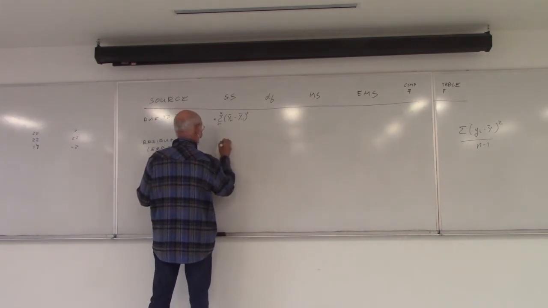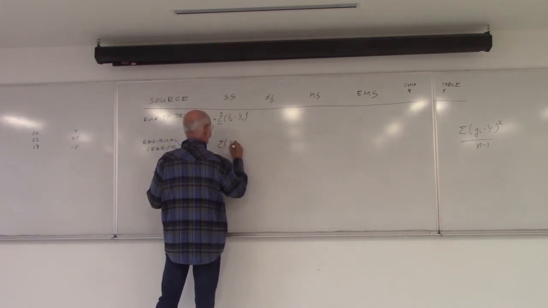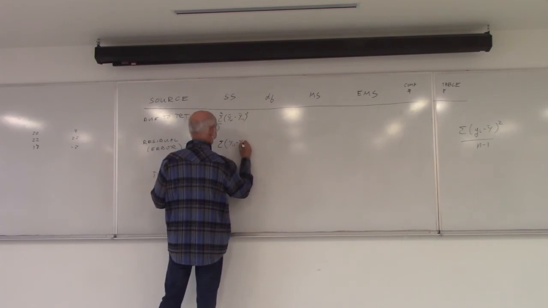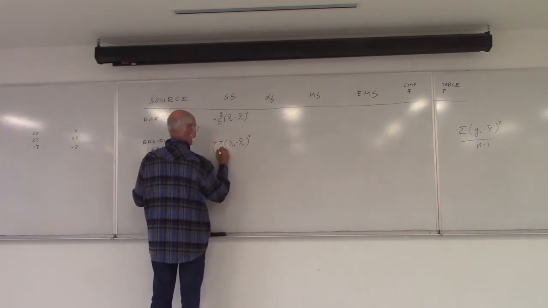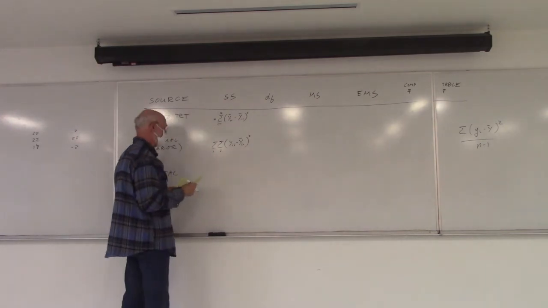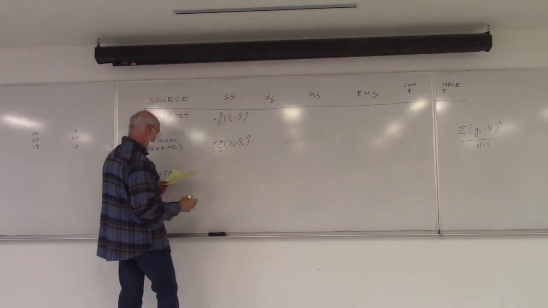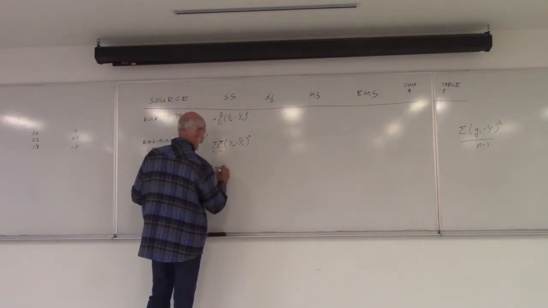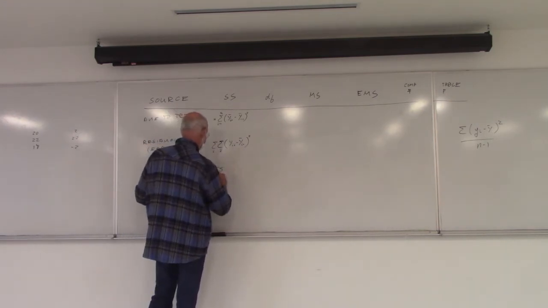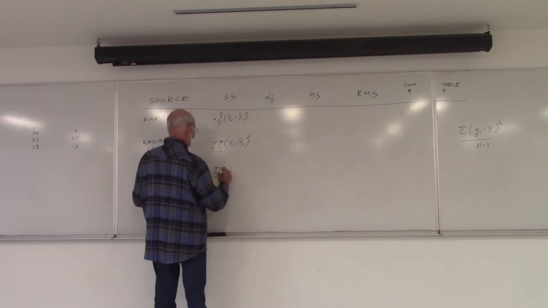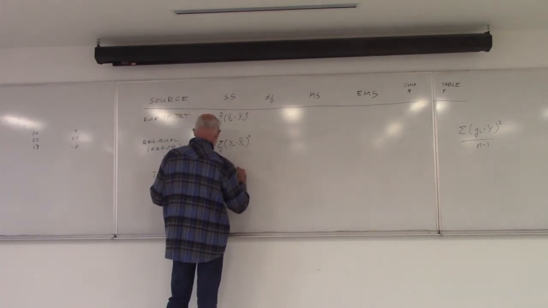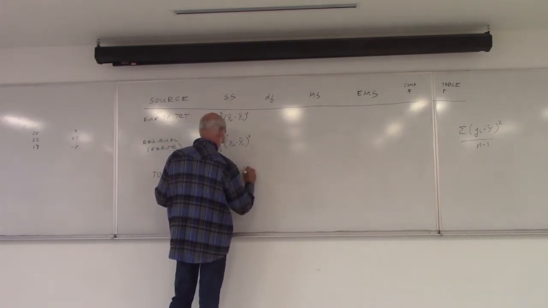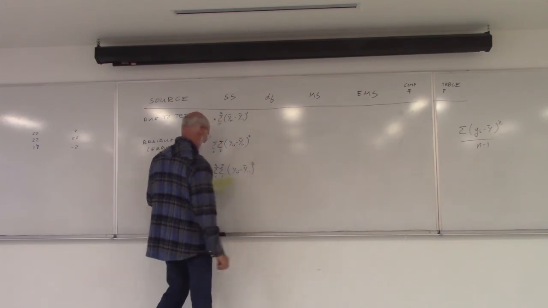For error, I'm going to have the sum of (y i j minus y i dot bar) quantity squared. But it's actually a double sum because I'm going to do that across all i's and across all j's. And then for my total, I'm going to have the double sum across i's and j's, j from 1 to n, i from 1 to a, of (y i j minus y dot dot bar) quantity squared.